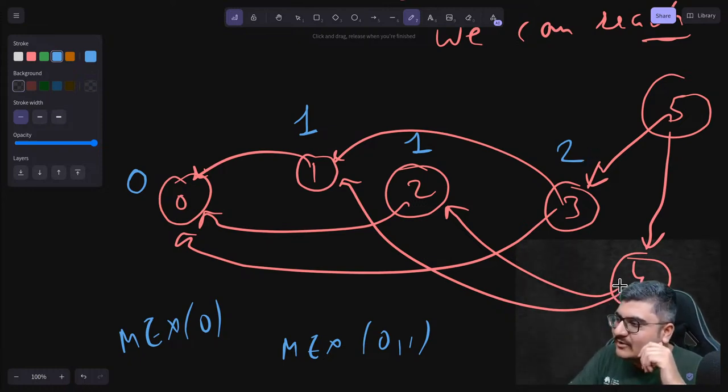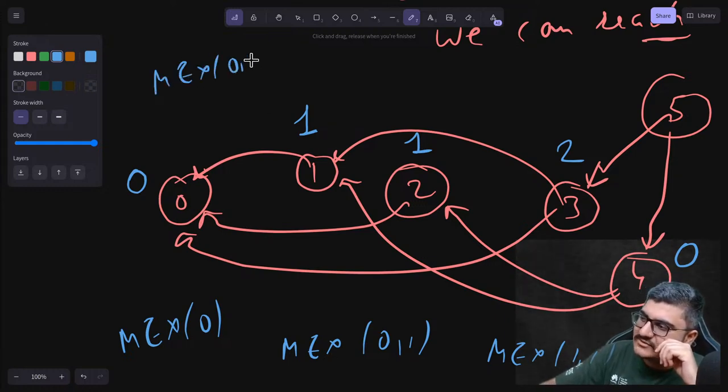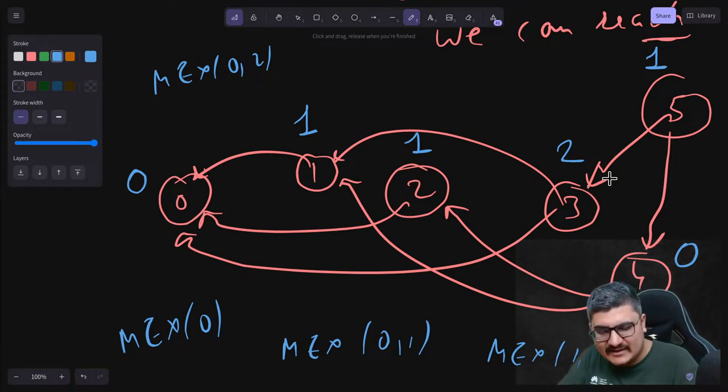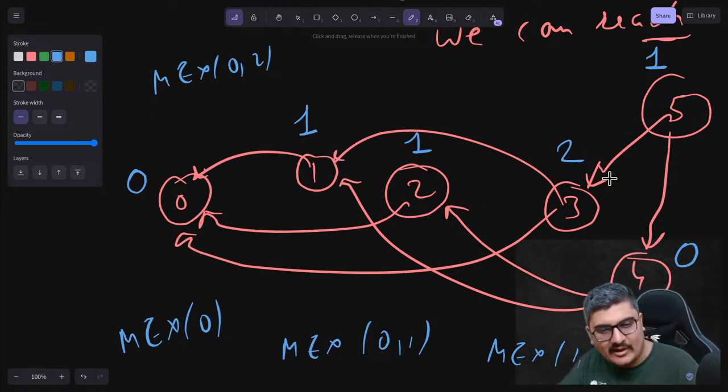For 4 I can probably go to 2 or 1, and the mex of 1, 1 is 0. So 4 is a losing state. For 5, the next states I can go to are 2 and 0, and the mex of 0 comma 2 is 1. So these are the equivalent piles over here. It's not necessarily increasing. This is a very general graph which I have drawn, and here is how I am trying to find values.